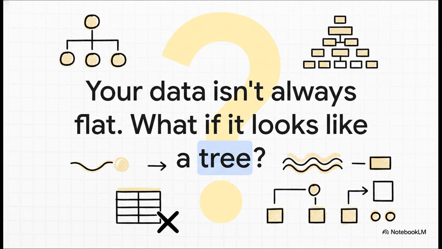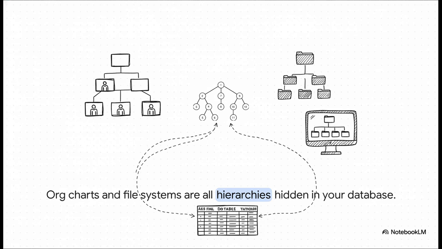So what do you do when your data looks less like a simple spreadsheet and more like a family tree? When a standard join just won't cut it? Well, that's where things get interesting. And this image here just nails the point. You've got your classic org chart showing who reports to whom. You've got product categories on a website where electronics breaks down into phones and laptops. Even your computer's file system is just a big hierarchy. All of this tree-like data is living inside our databases, and we need a special language to talk to it.